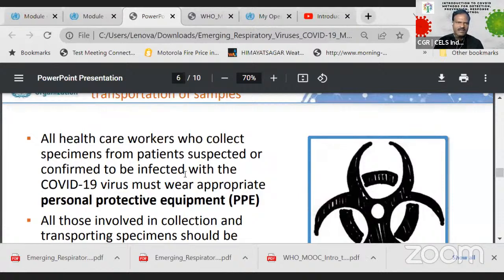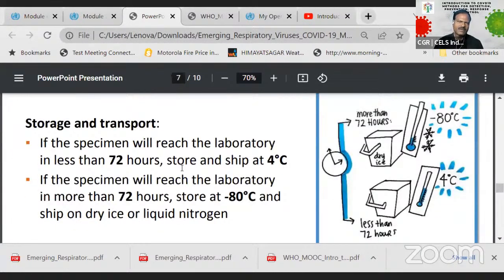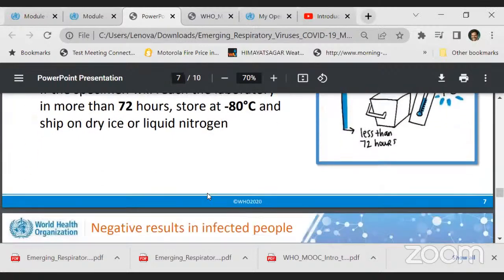Then the PPE kit is what we were wearing, you remember. It is complete from head to shoes, including gloves and mask, and everything is part of the PPE kit. Safe handling practice and decontamination procedures are followed by them. And when they collect a sample, it should reach the laboratory at 4 degrees centigrade. It should be stored and tested within 72 hours. If the testing place is far away, then minus 80 centigrade is used.